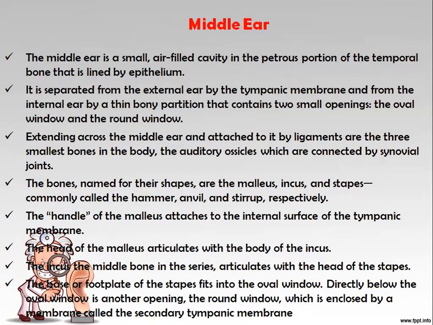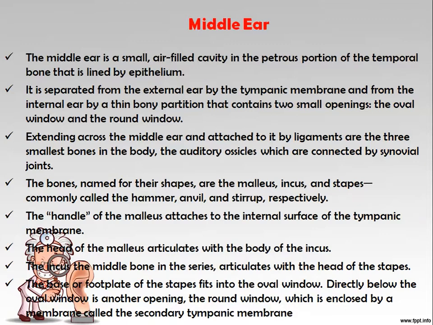Extending across the middle ear and attached to it by ligaments are the three smallest bones in the body, the auditory ossicles, which are connected by synovial joints. The bones, named for their shapes, are the malleus, incus and the stapes, which are commonly called the hammer, anvil and the stirrup, respectively. The handle of the malleus is attached to the internal surface of the tympanic membrane and the head of the malleus articulates with the body of the incus. The incus, the middle bone in the series, articulates with the head of the stapes.